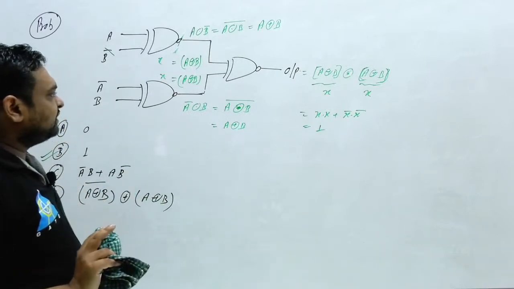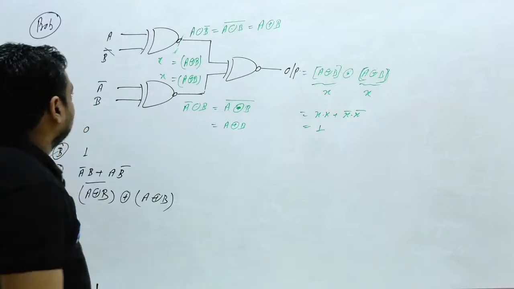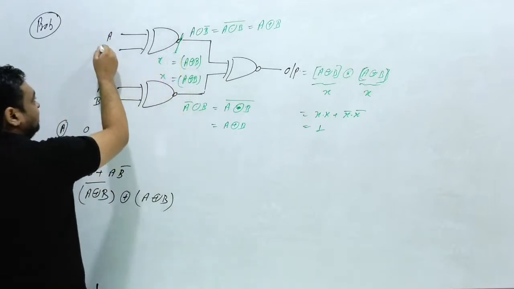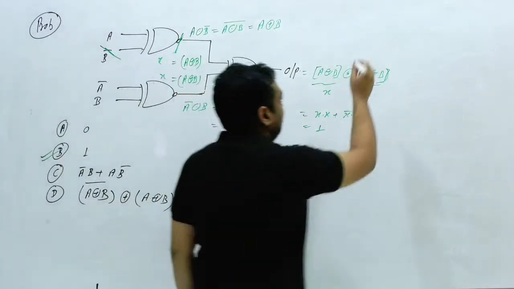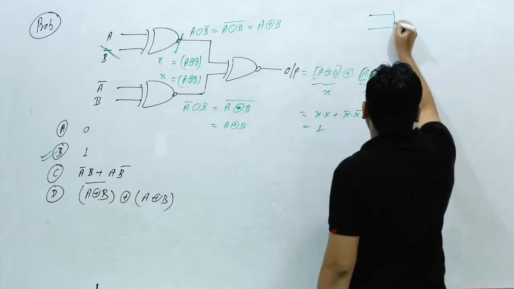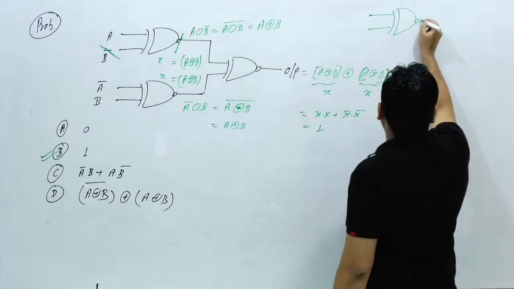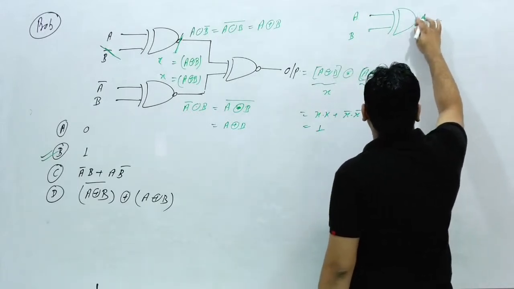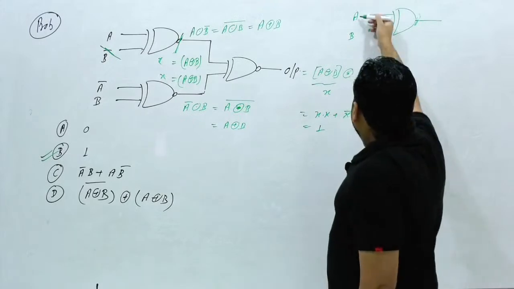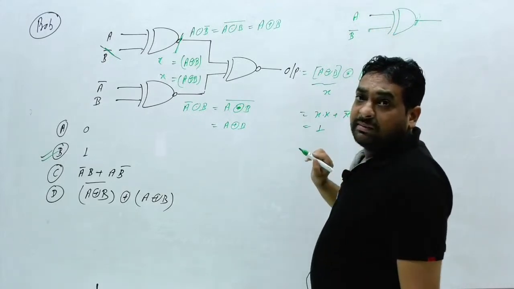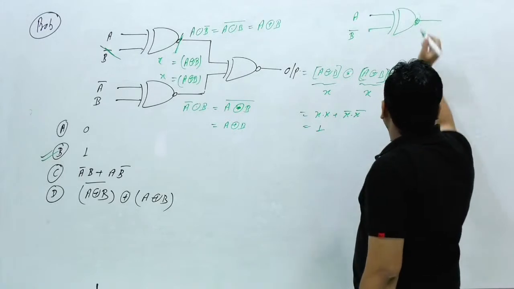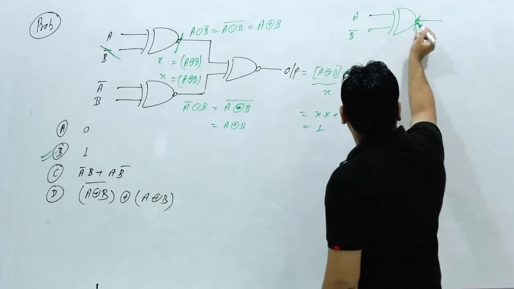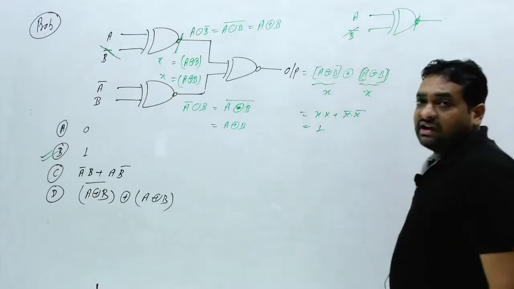Anybody can solve this question within 30 seconds. Clear? If you are an expert, you can cancel this bubble and this bar. If you don't know this, you should remember it. Suppose you have X naught with A and B. If you want to remove this bar, any one can be bar. If B bar was present and here the bubble is present, meaning not, you can cancel this not with this bar.